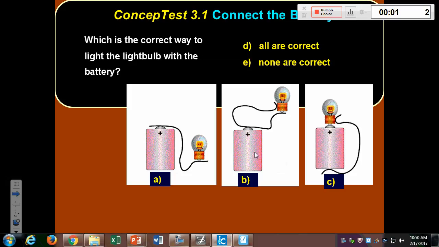General idea that with a circuit we have to have a complete circuit, that we need a complete loop for the current flow.